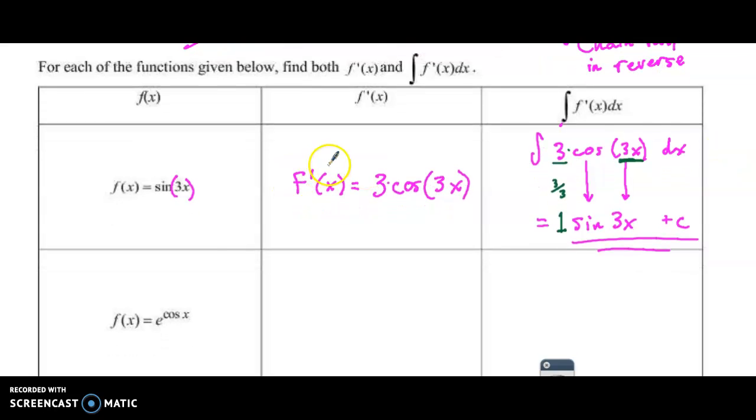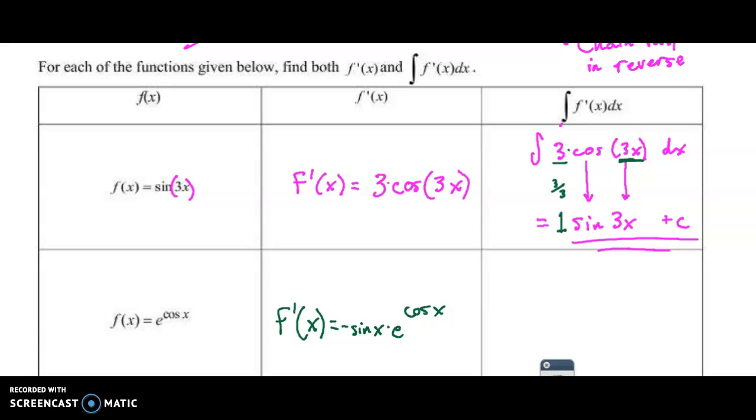So if I were to look at the next one, again, and you can look at all this page, they're all chain rule problems where you would say, okay, well, it's e to the cosine, the derivative of e to the cosine, but then times the derivative of cosine, which is negative sine.